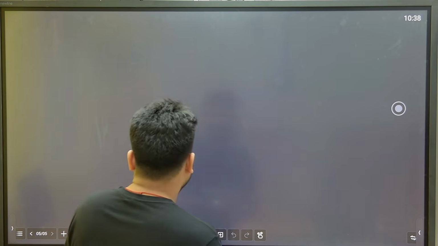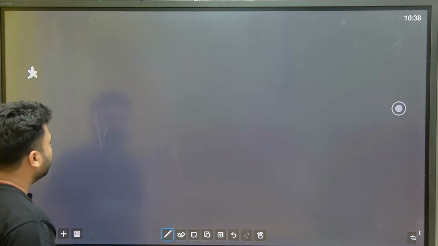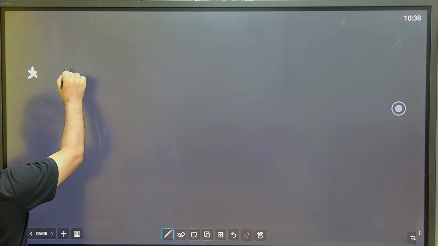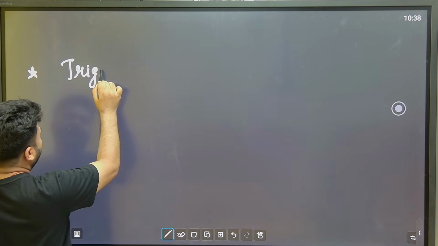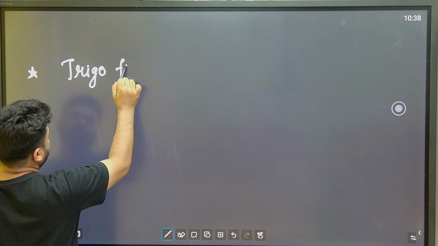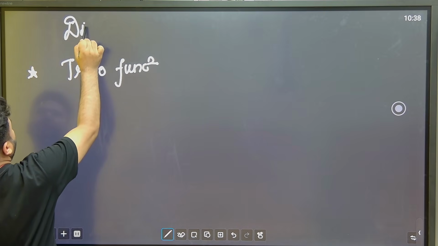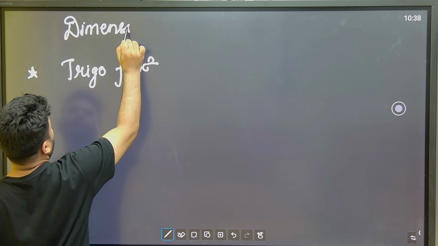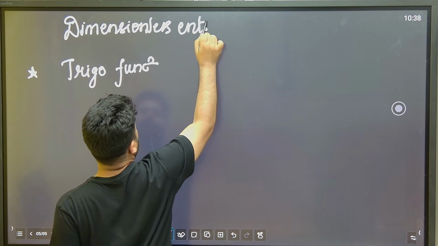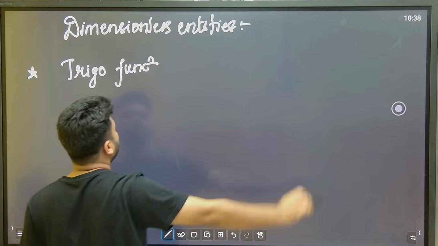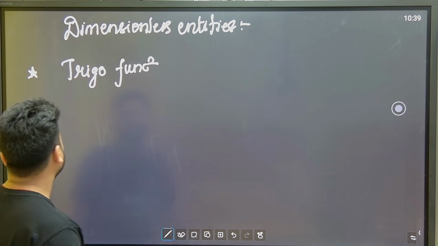Now, see, we have some points to remember. Some quantities are dimensionless, like trigonometric functions. So I am talking about dimensionless entities. Like all trigonometric functions will be dimensionless.